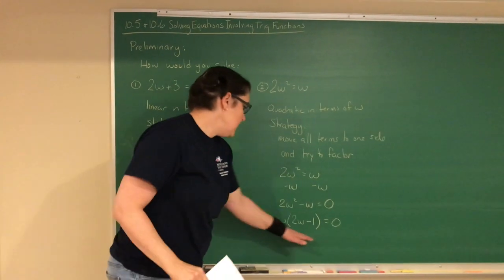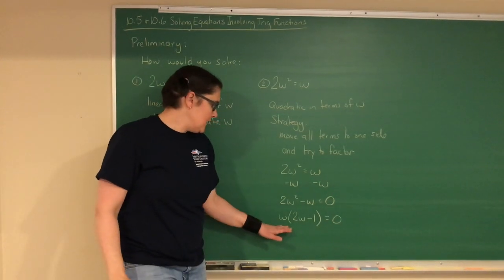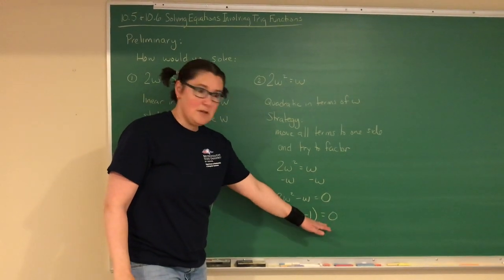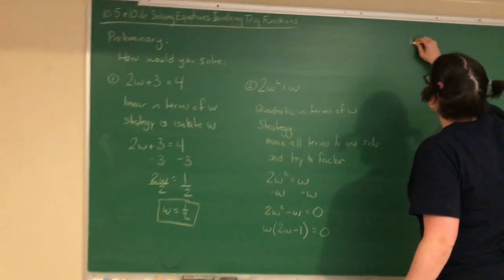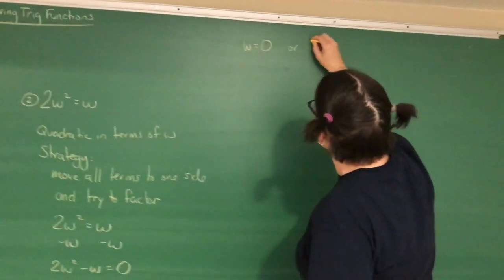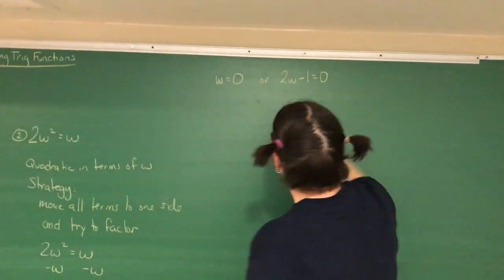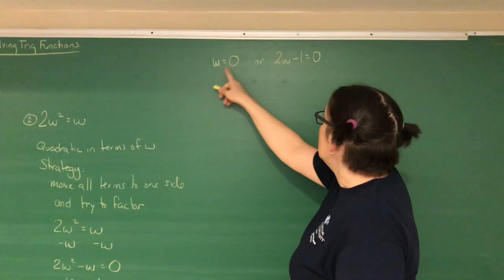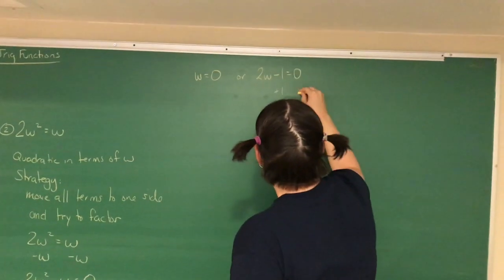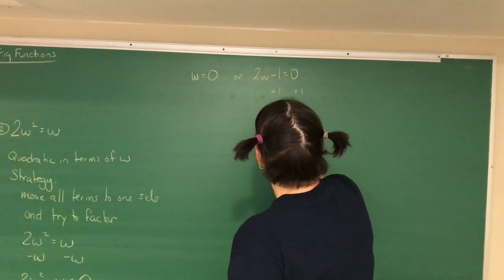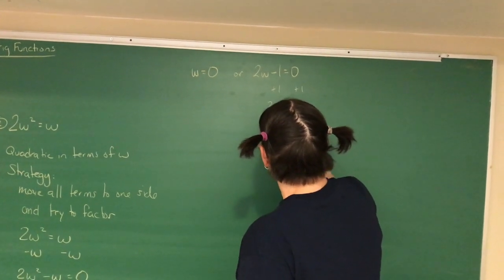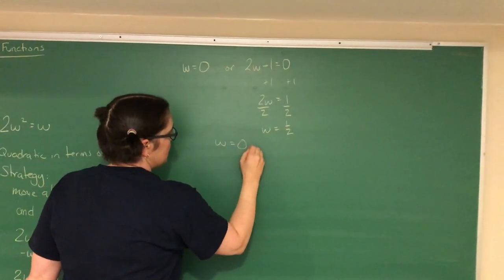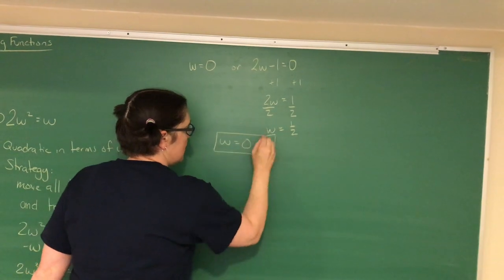Now, once I have this factored, I have two things that are multiplied together, the w times the 2w minus 1, and those two terms multiplied together give me 0, which means that either w equals 0 or the other factor, 2w minus 1, is equal to 0. So one of our solutions is w equals 0, and the other one I can solve for by adding 1 to both sides, and then dividing by 2. And so I have w equals a half. So in this second equation, our w is equal to either 0 or 1/2.